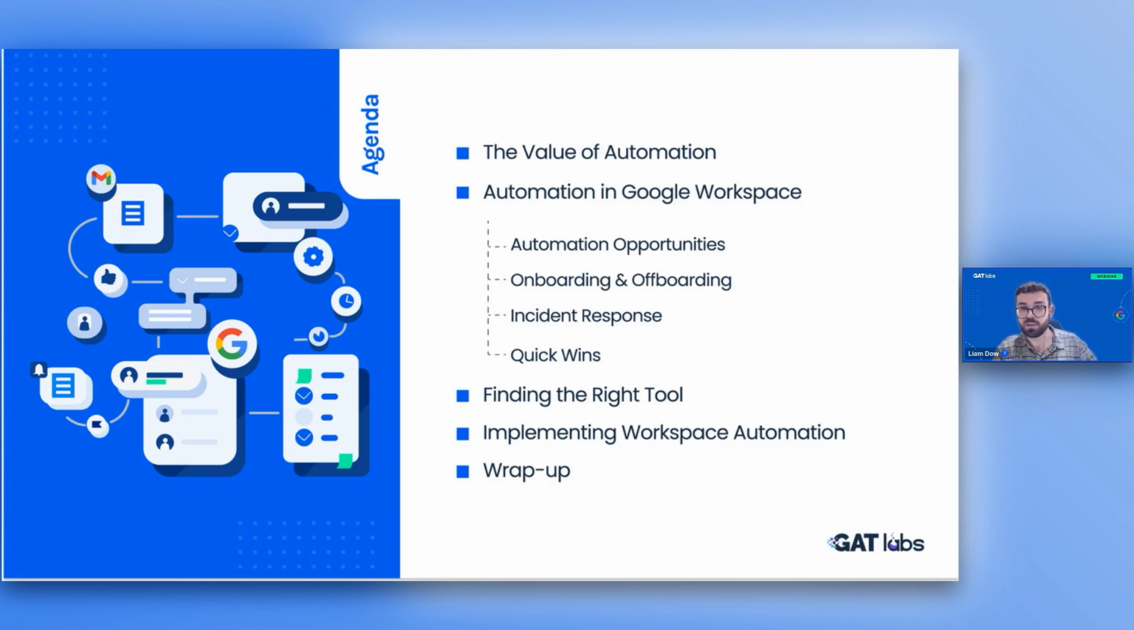And then finding the right tool. As I say, this is a GAT Labs webinar, but we've taken a bit of a step back and we wanted to cover things for all admins, so you can look at the options that are available to you. Some of the thought processes, the things to consider when you're looking for the right tool to automate a given task, and then how you can actually implement it. So how do you start rolling this out in your own organization, and then a quick wrap up at the end.